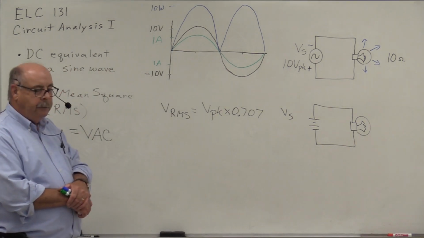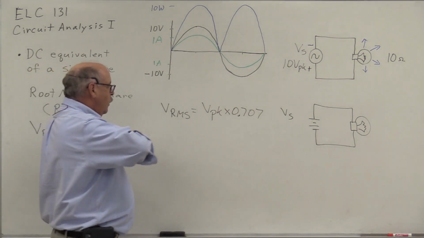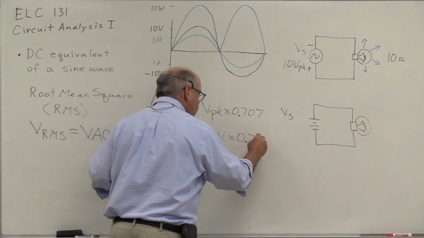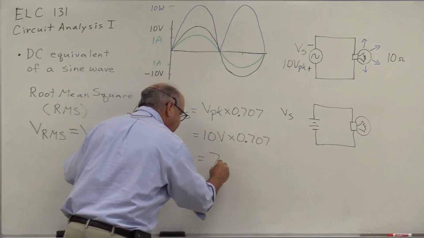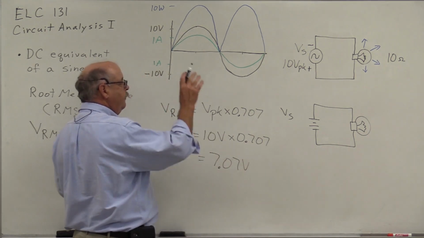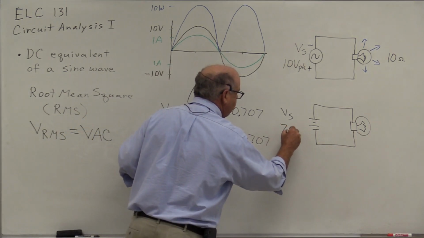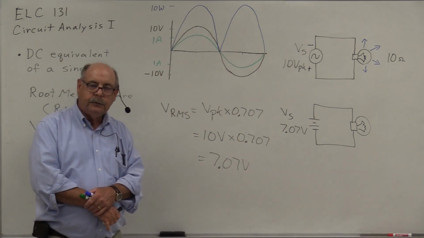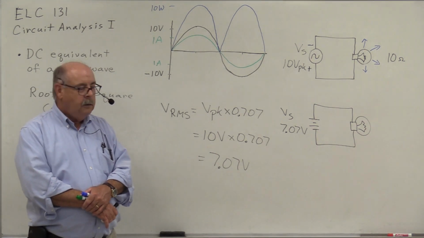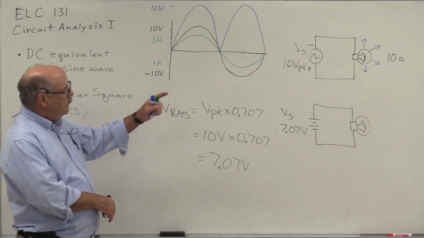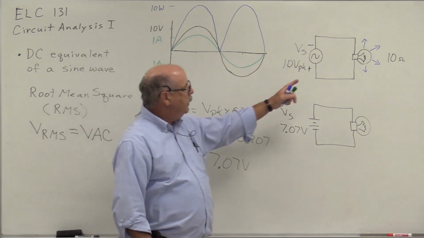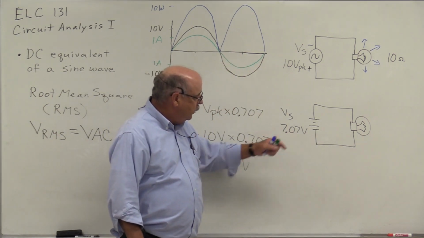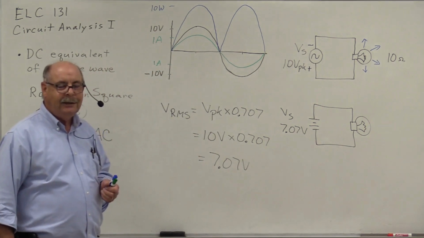So for our example, with a peak value of 10 volts, we would get the same light out of that lamp with a DC voltage of 7.07 volts. Again, a 10 volt peak sine wave creates as much light and heat, or power if you will, in a load as would a 7.07 volt DC source.